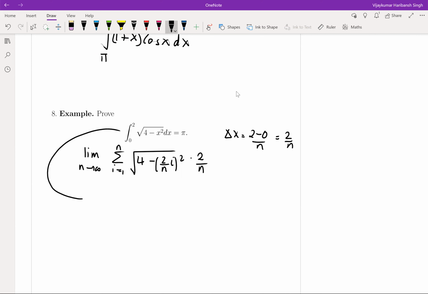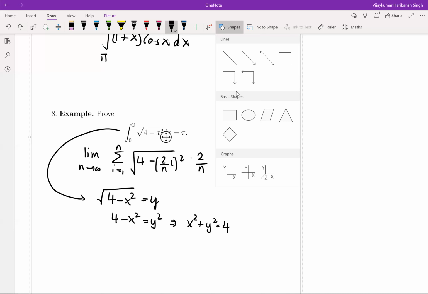Okay, so let's look at this function. You have y equals square root of 4 minus x square. Now, what kind of function does this represent? If you square on both sides, you'll see that 4 minus x square equals y square. So this implies x square plus y square equals 4. So this represents essentially a circle. So let's look at the circle.